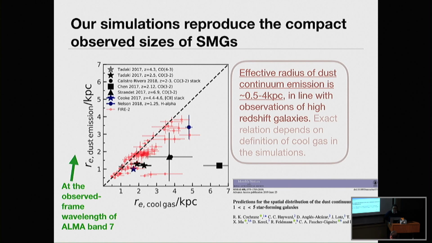So one of the focuses of the paper we recently published was also looking at compact sizes of dust continuum emission observed at high redshifts. So here I've plotted the effective radius of the dust emission versus the effective radius of the cool gas for the 5 galaxies in red, and I've overlaid some observational measurements in darker colors. And there are some uncertainties about this, but broadly we're reproducing the very compact sizes of dust continuum emission, so a couple of kiloparsecs.